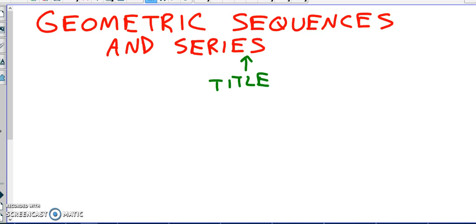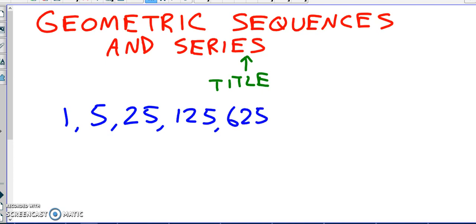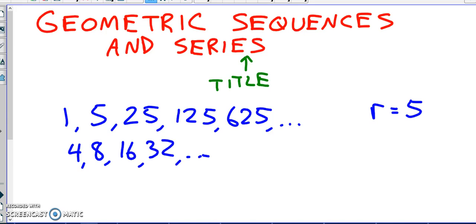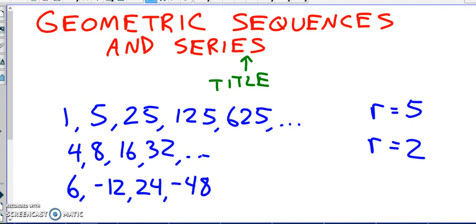So let's say, for instance, that I had the sequence 1, 5, 25, 125, 625, so on and so forth. The common ratio, which we use R for, would be 5, because you're multiplying by 5 each time. 4, 8, 16, 32. R is 2. 6, negative 12, 24, negative 48, 96. That one, their common ratio is negative 2.